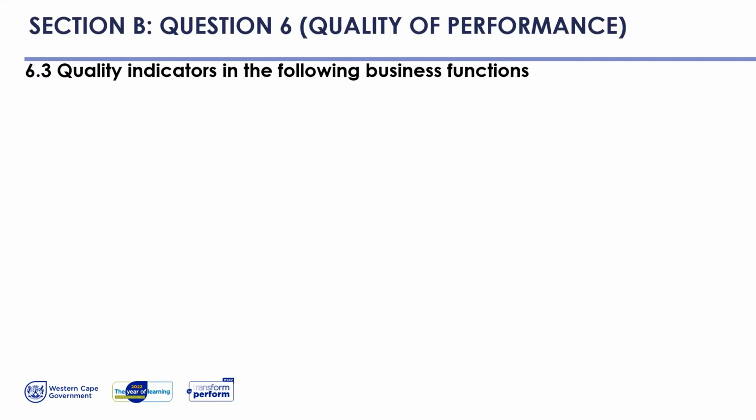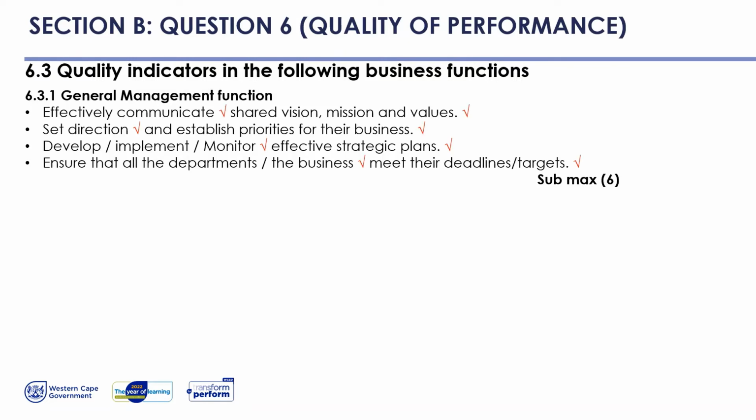So it's important that you make little subheadings, if we can call them that, and that you indicate or mention the quality indicators for each of the functions. The general management function, if we look for quality within that function, we can say that if there is quality there, they would effectively be able to communicate a shared vision, mission, and values to their employees.